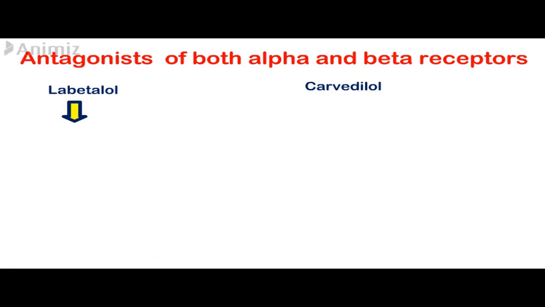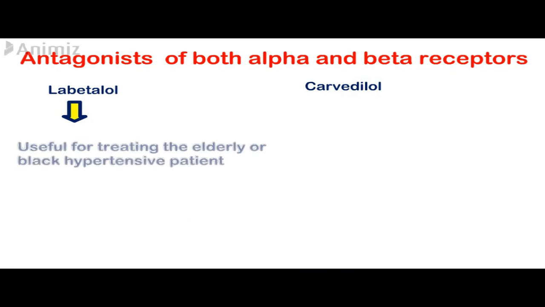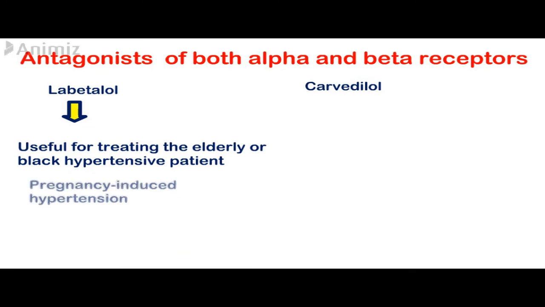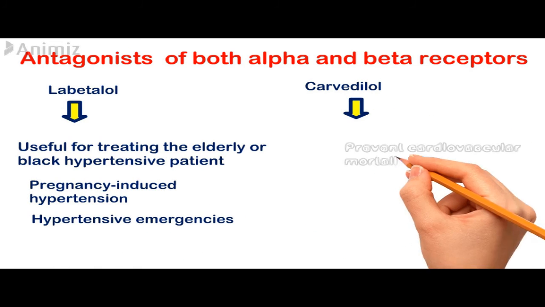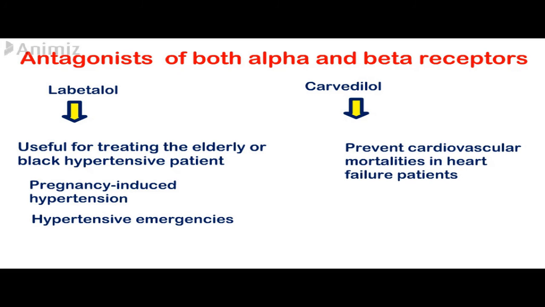Labetalol is very useful to treat elderly patients or black hypertensive patients. It is also an alternative to methyldopa to treat pregnancy-induced hypertension. It is also used in hypertensive emergencies, while carvedilol is used to prevent cardiovascular mortality in heart failure patients.